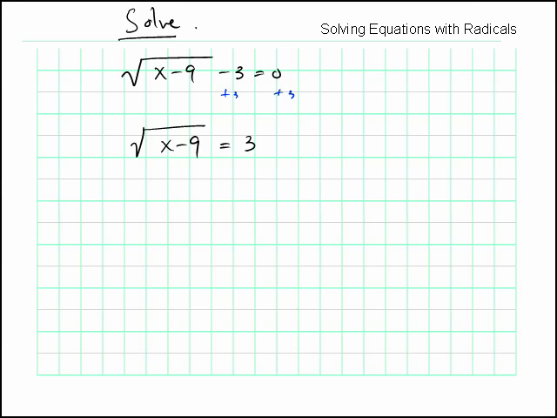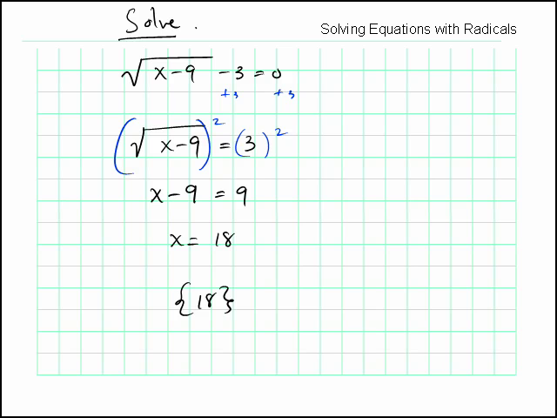Now I will square both sides. The square root and the square cancel each other out on the left and leaves me with just x minus 9. On the right side we have 9. And x is 18.